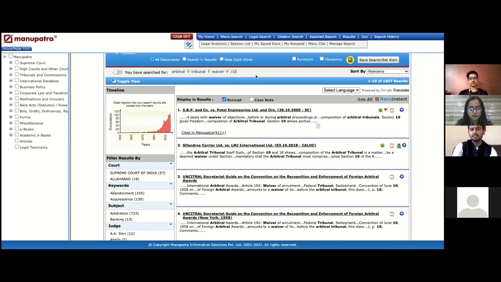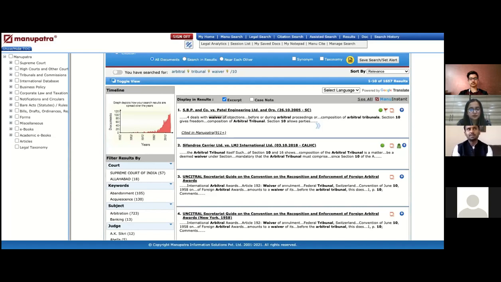I find these relevant queries, waiver of objections, and in that we'll find arbitral and tribunal as well. So the idea generally is to give you some insight on how these words can spread and how you can look for those words within those three. Manupatra and SCC have certain differences in how they go about their search engines, but they are very efficacious tools for you to research on.